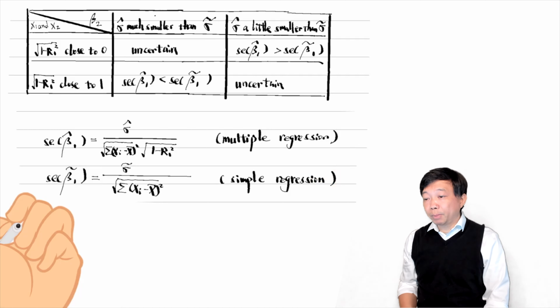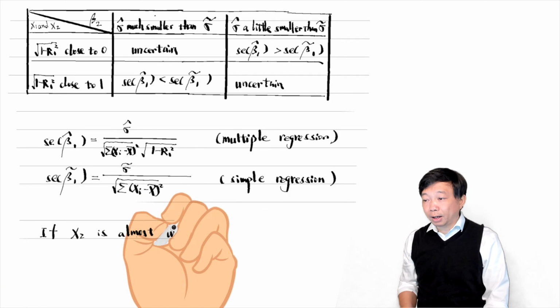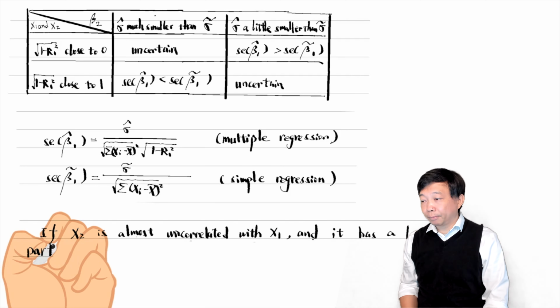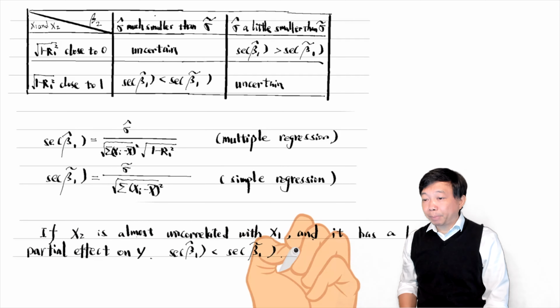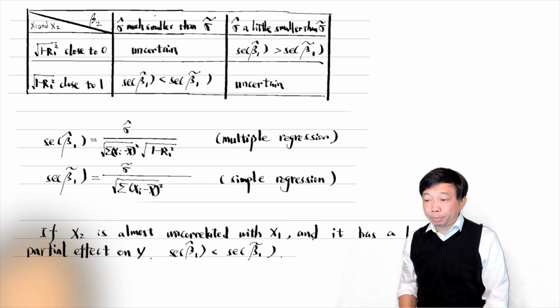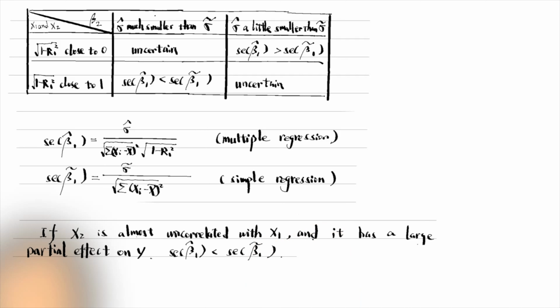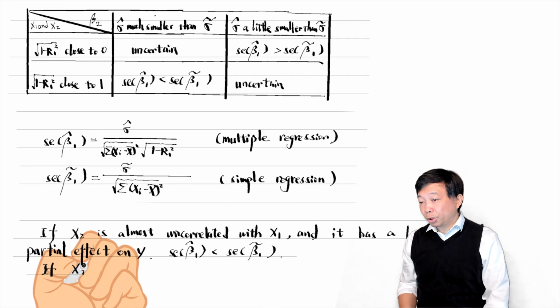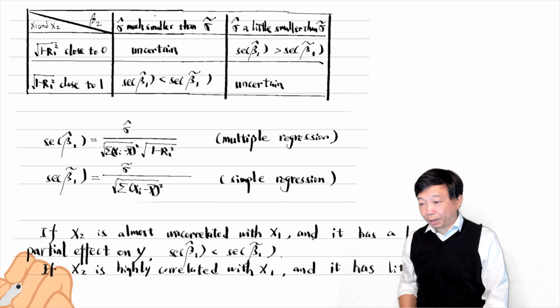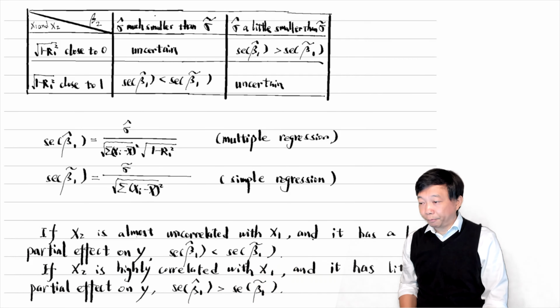Suppose x2 is almost uncorrelated with x1 and has a large partial effect on y. Then the standard error of beta 1 hat from the multiple regression is smaller than the standard error of beta 1 tilde from the simple regression. If x2 is highly correlated with x1 and has a small partial effect on y, then the standard error of beta 1 hat is larger than the standard error of beta 1 tilde.